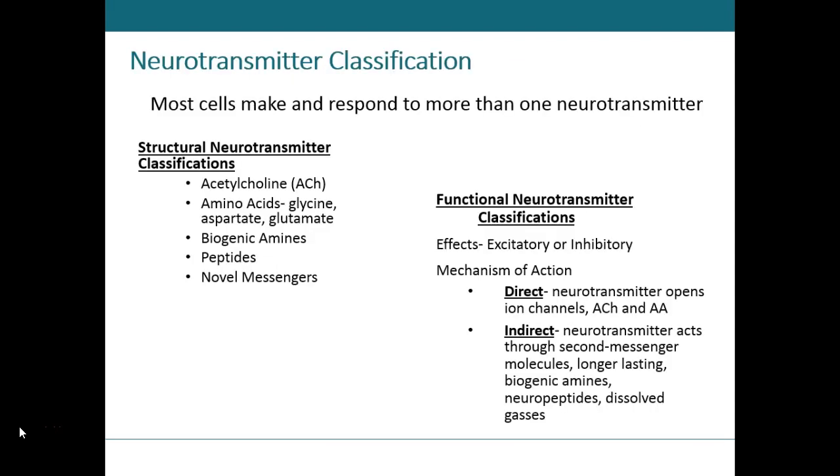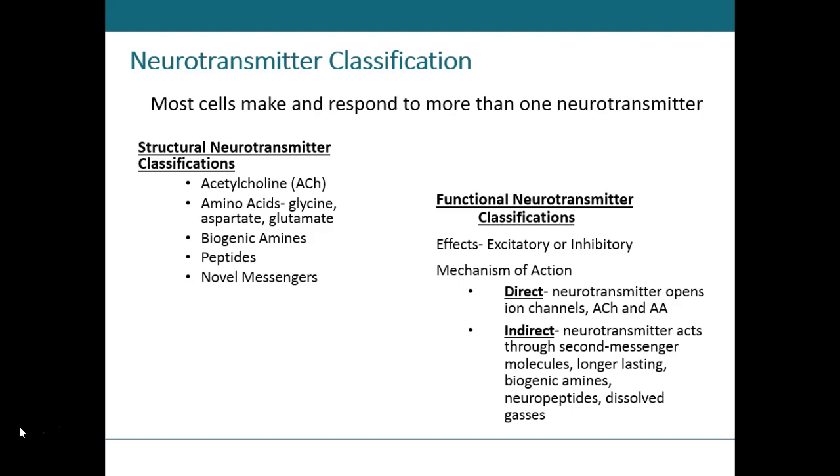Most cells make and respond to more than one neurotransmitter. There are about 100 substances that are either known or suspected to be neurotransmitters. Some of these neurotransmitters bind to their receptors and act quickly to open or close ion channels in the membrane. So we say that those have a direct mechanism of action. Others act more slowly, and they use a second messenger system to influence chemical reactions inside the cell. Those take longer to act and tend to have a longer action.